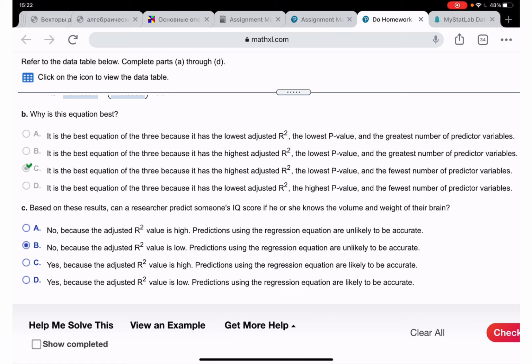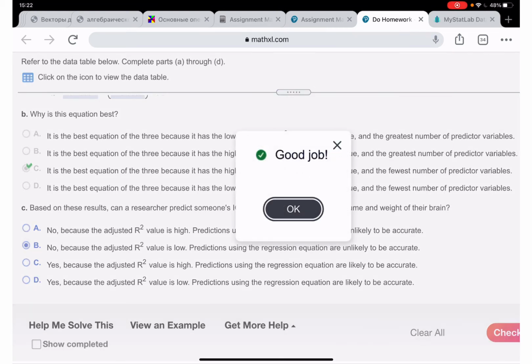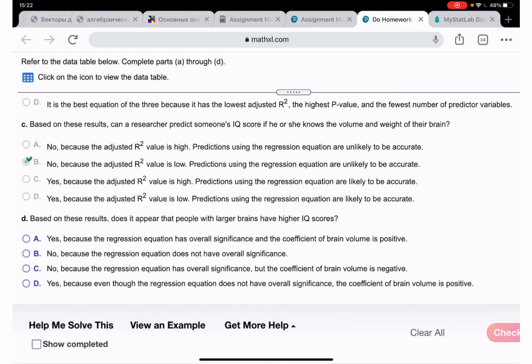Don't look at answer B where we said the highest adjusted R squared. That means the highest is close to the R squared, but by absolute value, when you take it by itself, it's low, it's negative. So predictions using the regression equation are unlikely to be accurate. Bingo. Oh God, we have D also.